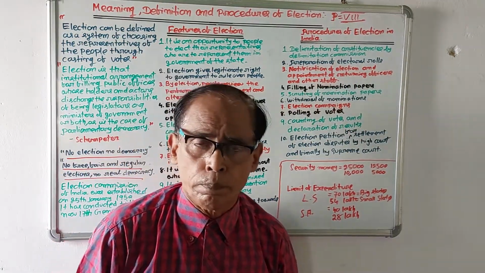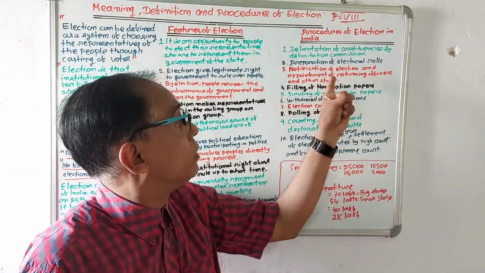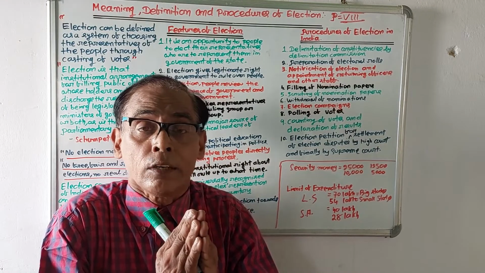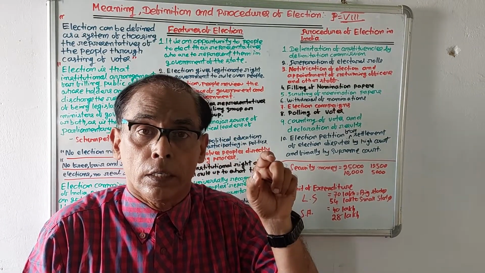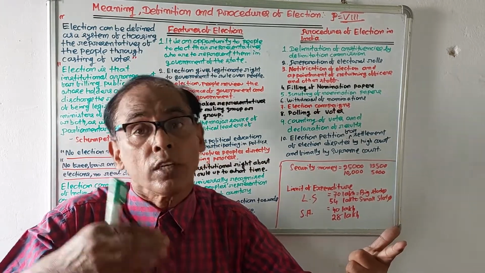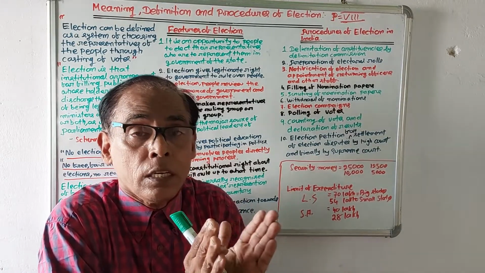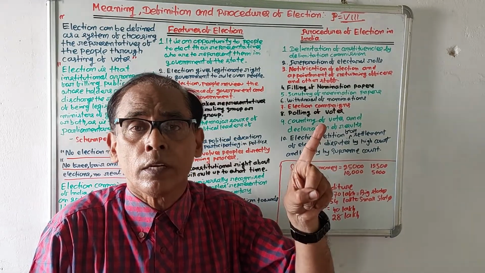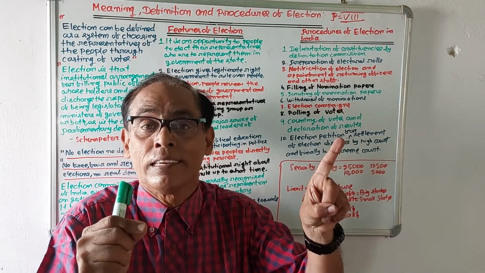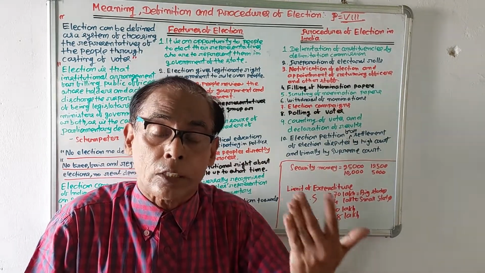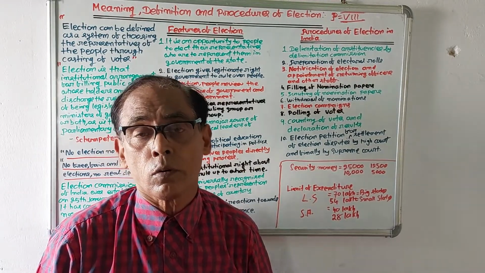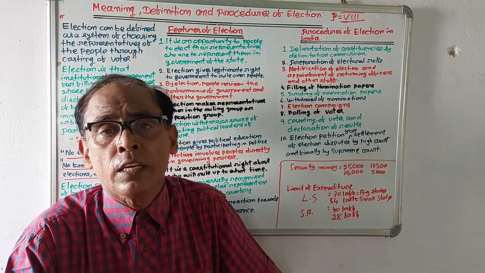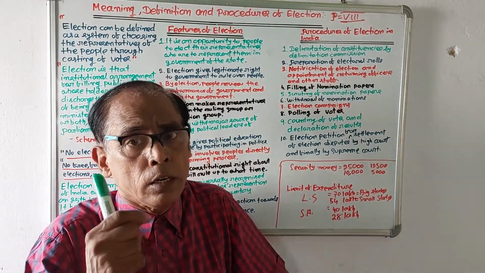And number 3, notification of election and appointment of returning officers and other staff. The third procedure is that the President will give a notice to the Election Commission to go for election. After that, the Election Commission will consult the central government and state government, and will fix the election date and election schedule. When the nomination will be made, when scrutiny will be made, when withdrawal of nominations will be made, and when results will be declared.